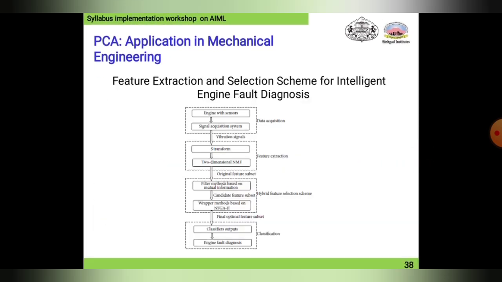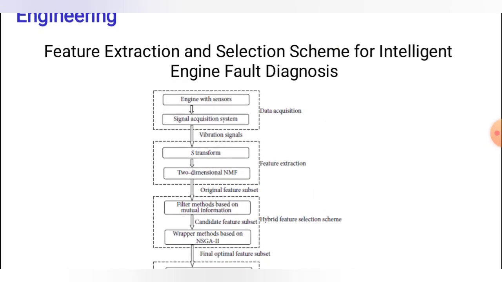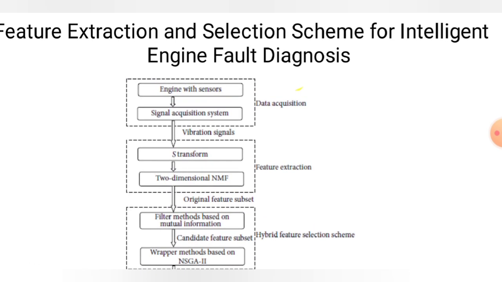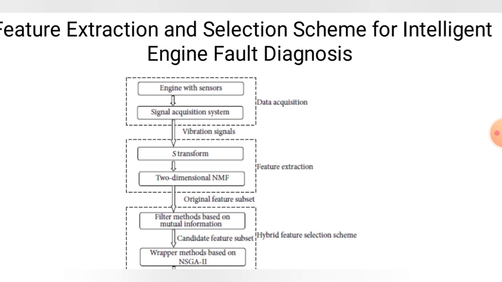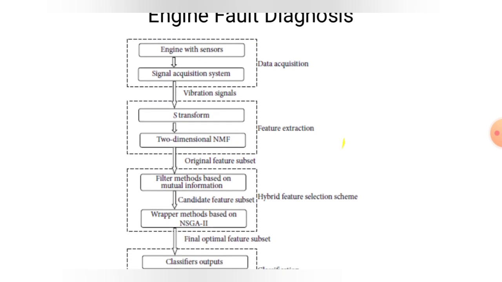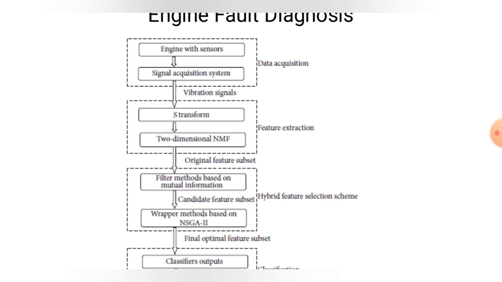Now coming to the next application in mechanical engineering, feature extraction and selection scheme for intelligent engine fault diagnosis. The engine with sensors passes the signal to the signal acquisition system, and this is nothing but the data acquisition we learned previously. Then the vibration signals are transformed with the help of the two-dimensional NMF. So this again comes under feature extraction techniques, and the original feature subsets are filtered by methods based on mutual information, which give candidate feature subsets. Then the wrapper method based on NSGA-II. This is a hybrid feature selection scheme.